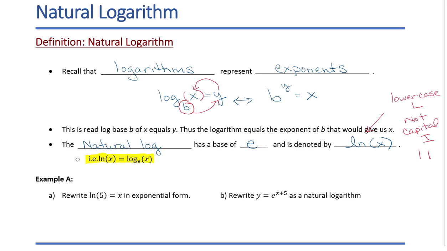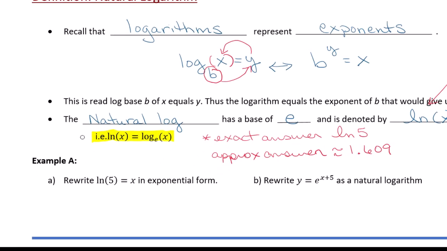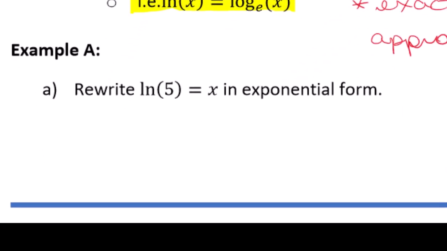So notice, if we see just ln of x, that's the same thing as the logarithm of base e of x. Also, one of the things I want you to note is if they ask you for an exact answer, that means they want you to leave it in terms, let's say, natural log of 5. This is an exact answer. If they want an approximated answer, they're going to ask you to put it in your calculator and come up with a decimal. So natural log of 5 would be approximately 1.609.